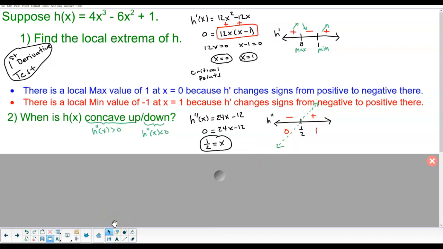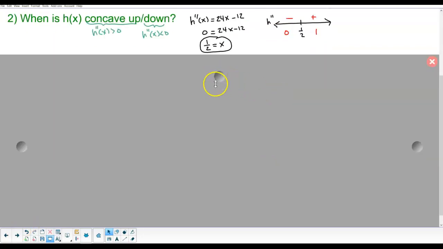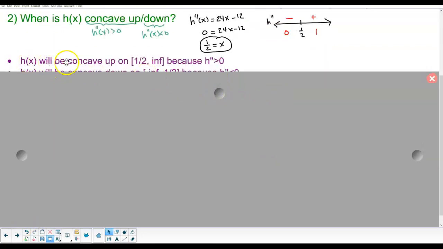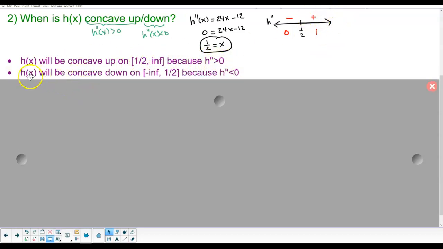But now we can make our justification based off of what we have here. I know when I'm concave up, I have positive second derivatives. Concave down when I have negative second derivatives. So we'll make our justification the same way we did up top. To justify, we know h will be concave up on the interval from 1/2 to infinity, because that's where h double prime is greater than 0. And we know that h will be concave down on the interval from negative infinity to 1/2, because the second derivative is negative.